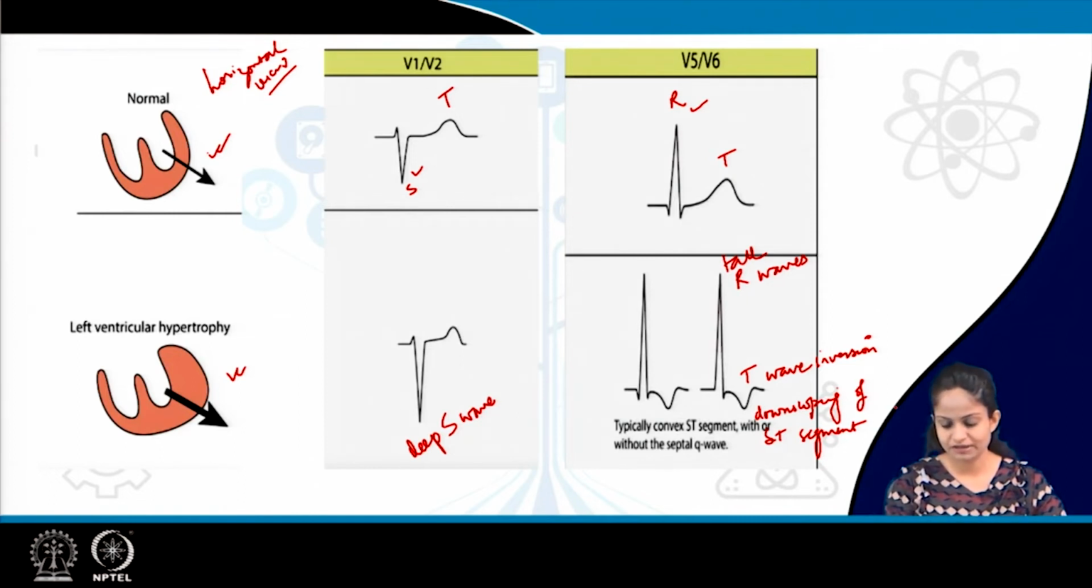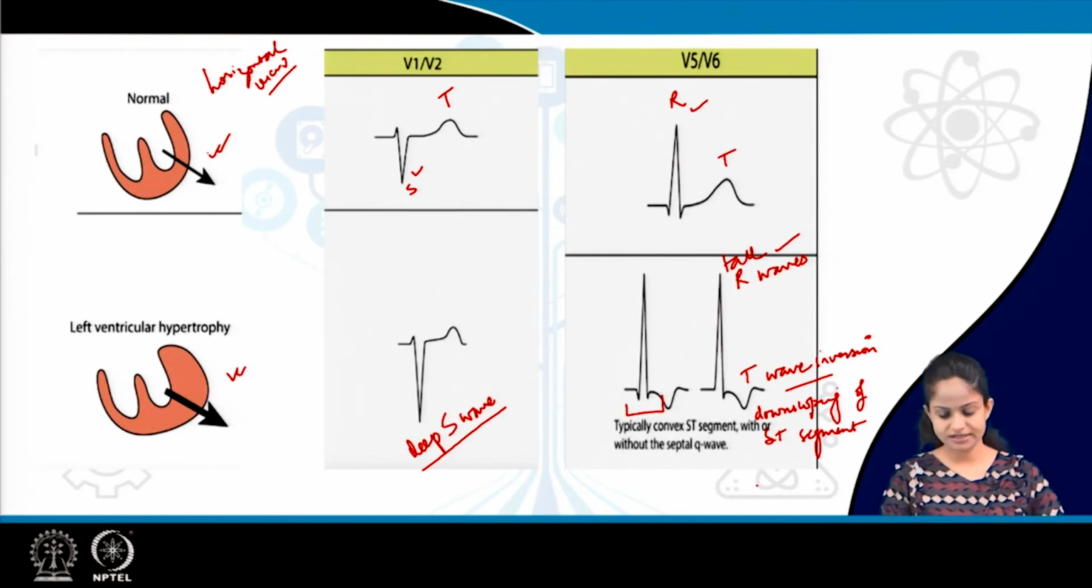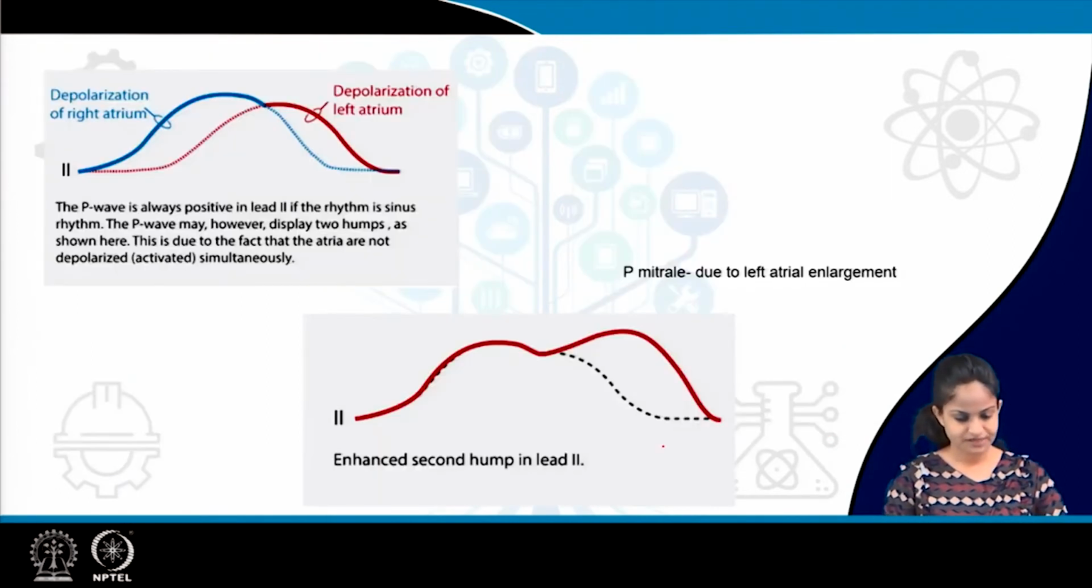Now, this downsloping of the ST segment and T wave inversion usually occurs because of the repolarization, because there is increased, prolonged depolarization, and the abnormal depolarization will also cause abnormal repolarization. So, deep S waves, the QRS durations, tall R waves, secondary ST changes and T wave changes are usually seen in left ventricular hypertrophy. So, the next we see is the atrial enlargement.